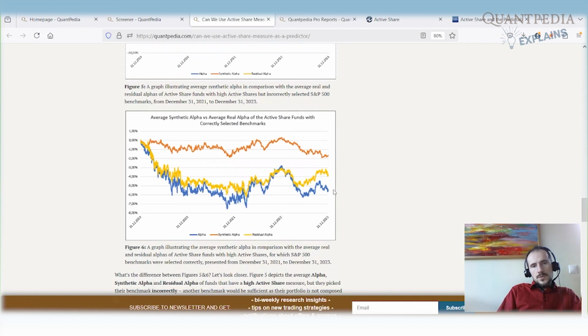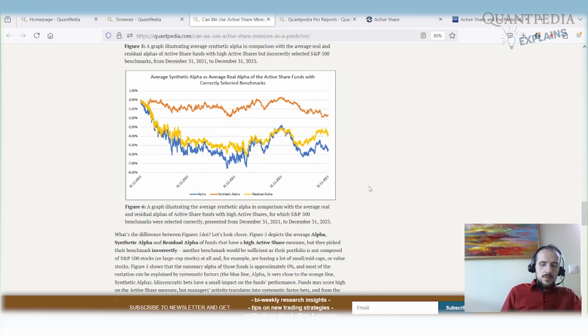In the second case, so in the case of the managers that selected their benchmark S&P 500 and actually bought the stocks from the S&P 500, they just gave different weights to the stocks, so they tried to be active stock pickers. In their case, the synthetic alpha is close to zero, and all of the underperformance can be explained by the residual alpha. So it means those investment managers were highly active, but their performance was not very positive because they didn't pick the stocks well. They underperformed. They had a high active share measure and they picked the benchmark correctly, but still it didn't help them.